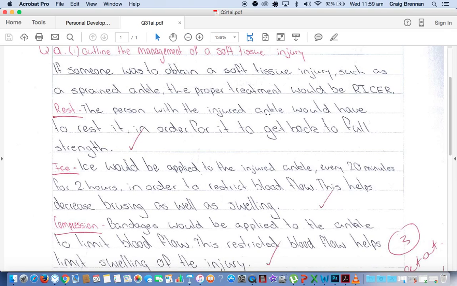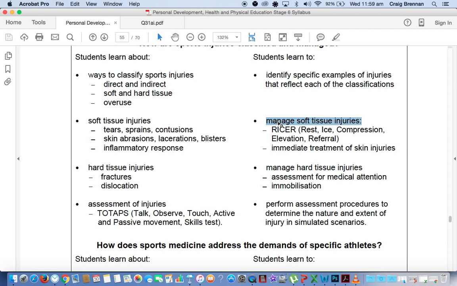You need to also understand, and this upset me and confused me a fair bit with boys, that we're talking about managing soft tissue injuries. I had a number of students write about assessment of injuries. Toe taps. Toe taps is completely wrong. And again, that's just knowing your syllabus. The question asks for management of a soft tissue injury. Straight away, you should be talking about RISA.